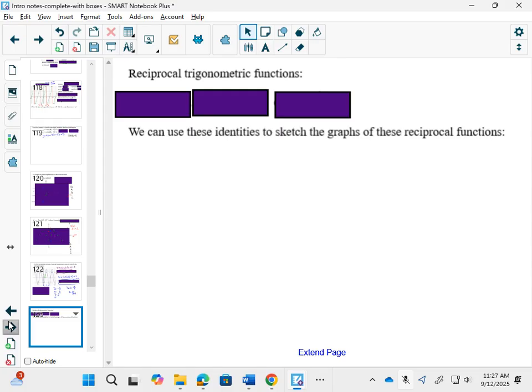Now we're going to get to our 3 reciprocal trig functions. Do you remember their names? In English or in French only? Okay. First of all, there's this one. What is that one in French? In English we say cosecant. What do you say in French?